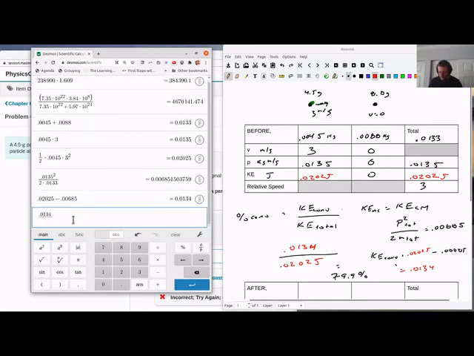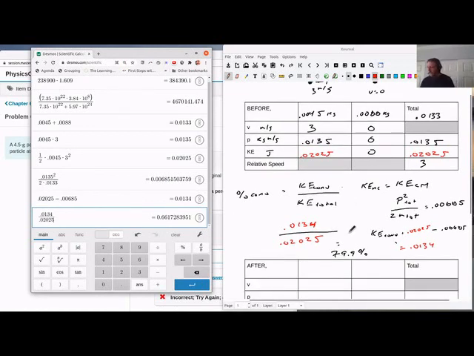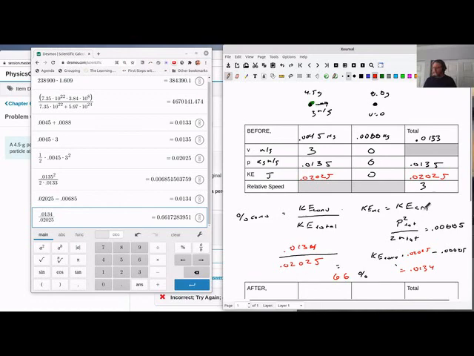0.0134 divided by 0.02025, and you get 66%. Okay, and that actually makes more sense. I had a doubt in the back of my mind when I first wrote down that 90 because that seemed really big. The reason I thought it seemed really big is because the objects have a big relative speed, which means there should be a lot of non-convertible kinetic energy. So to have 90% convertible didn't seem right. 66% seems a little more likely.